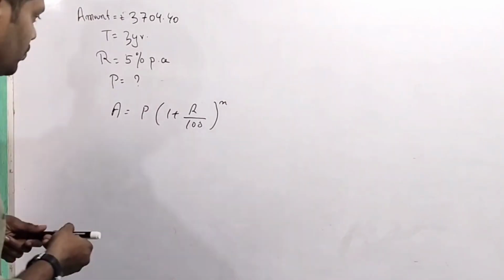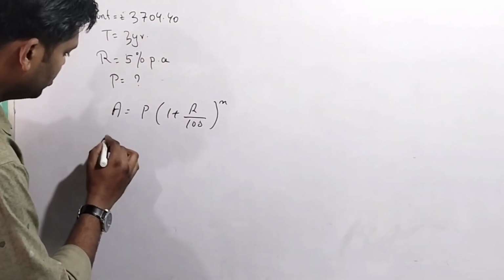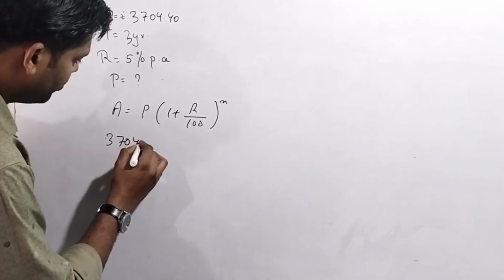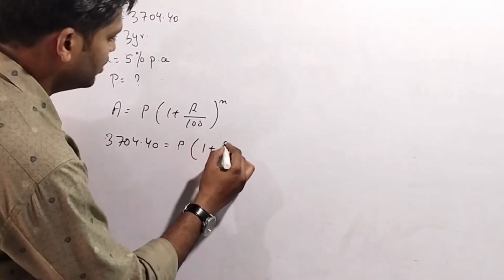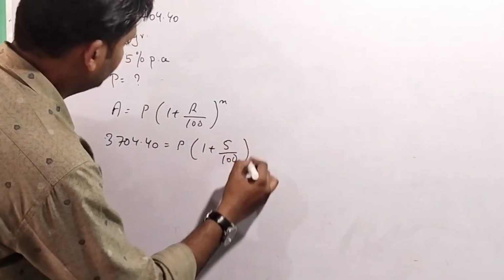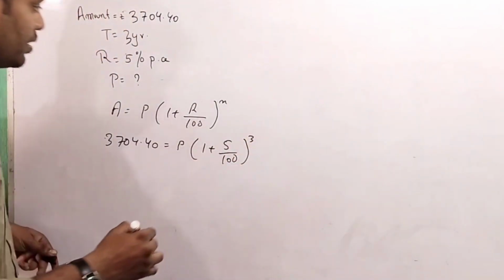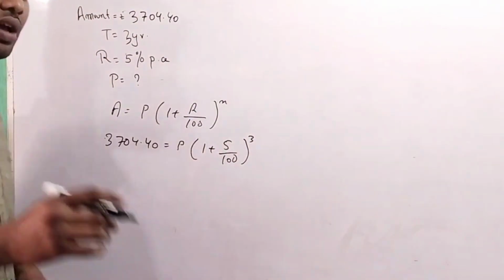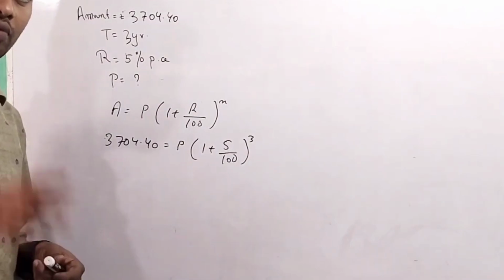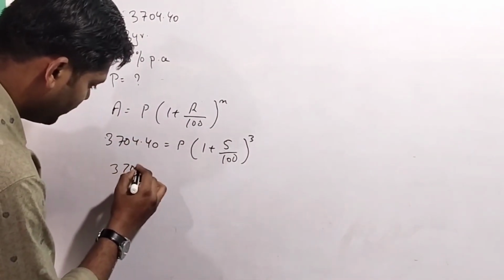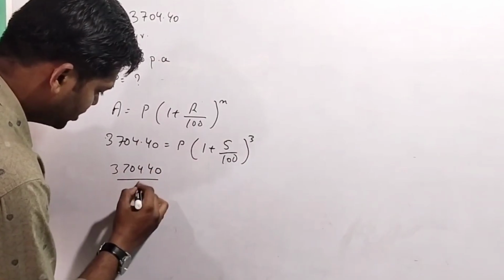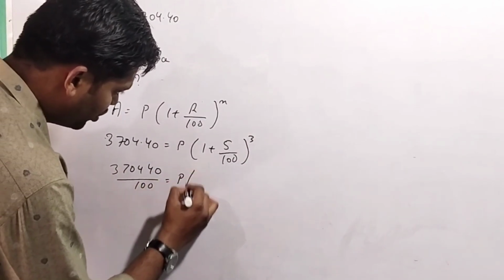Okay, so what they gave you? 3704.40 is equal to P, as we don't know, into (1 plus r value 5 by 100) to the power n, where n is 3. Nothing is mentioned, which means it is annually. If it is half yearly, we'll discuss it afterwards. First we have to do this one. 370440 by 100, I'm just taking out the point, making it simple. You have to do the same process.